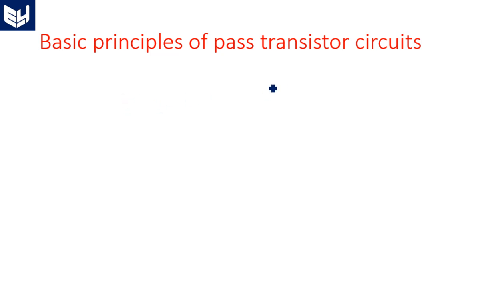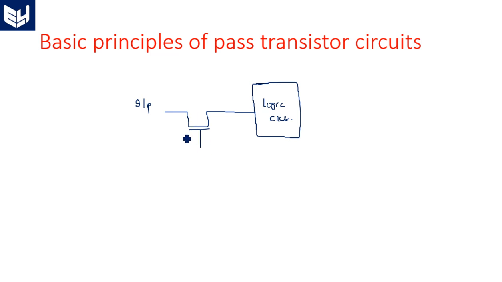Suppose we have a logic circuit here. The logic circuit may be a simple one or a complex one. In front of this logic circuit, we have some other circuit where one transistor may appear like this. So we have some input over here, and that input is connected to this logic circuit through a transistor or through any other circuit.